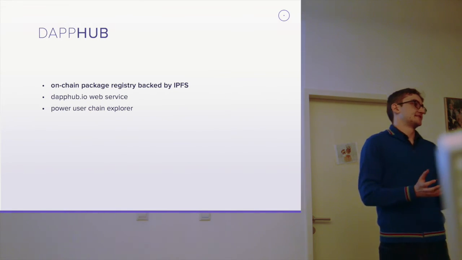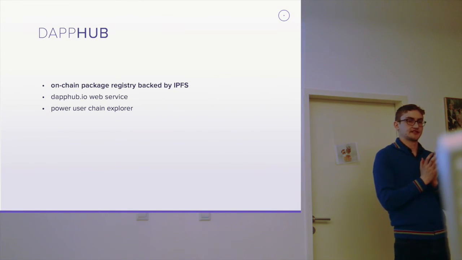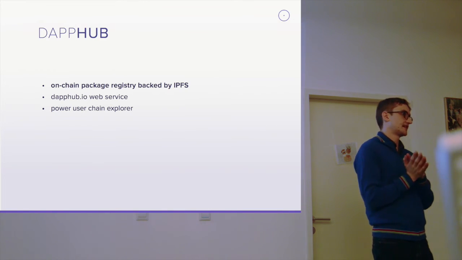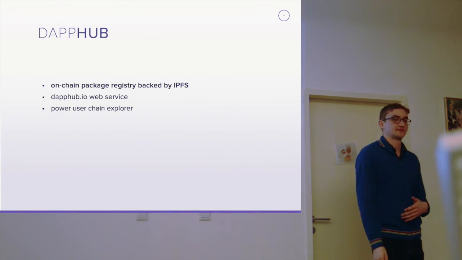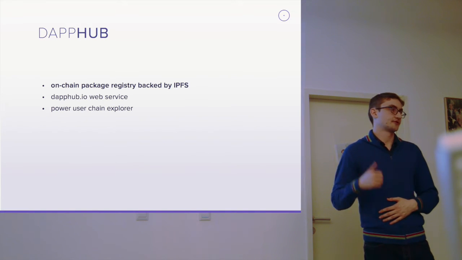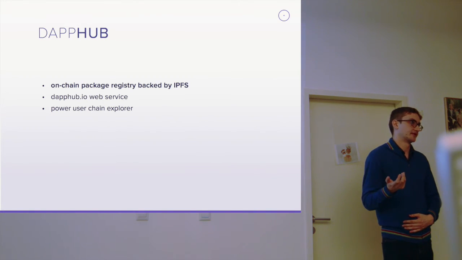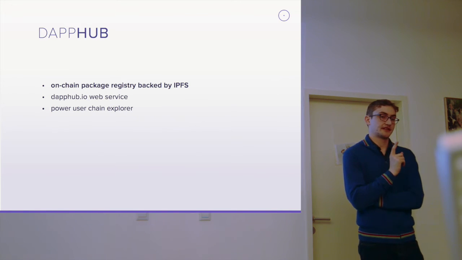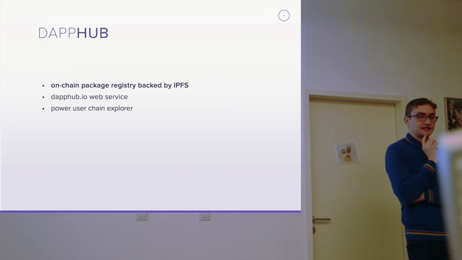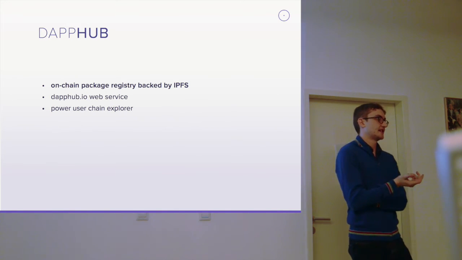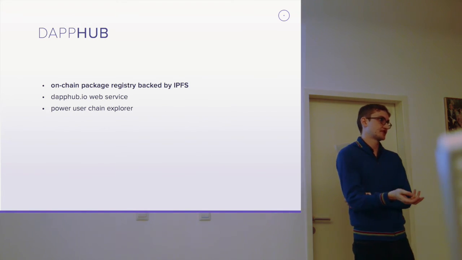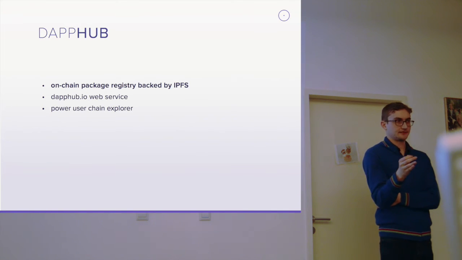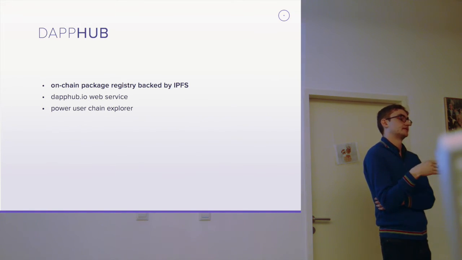And the final piece of this puzzle is dapphub, which is an on-chain package registry for dapple packages. The actual data layer is IPFS, which is pretty fun. And it comes with a web service just to explore the code. But the critical thing is that because there's so much metadata about actual objects in our package system, dapphub is also able to be a very powerful block explorer.